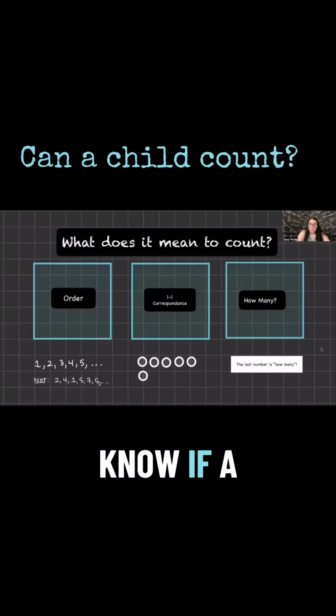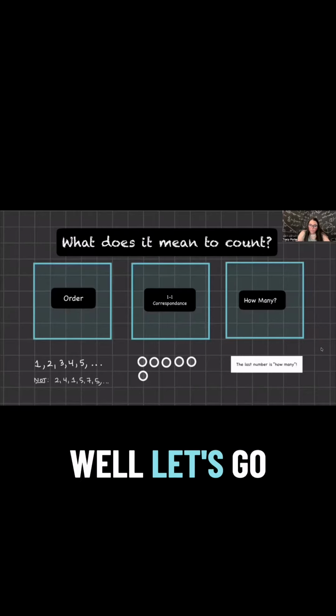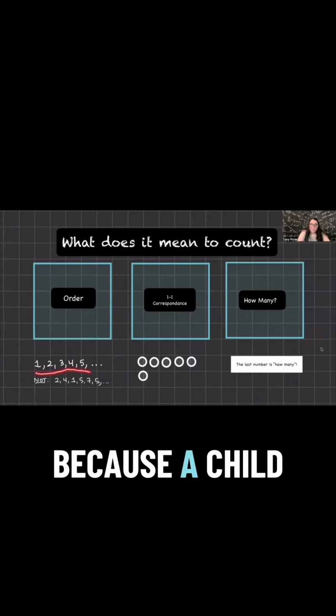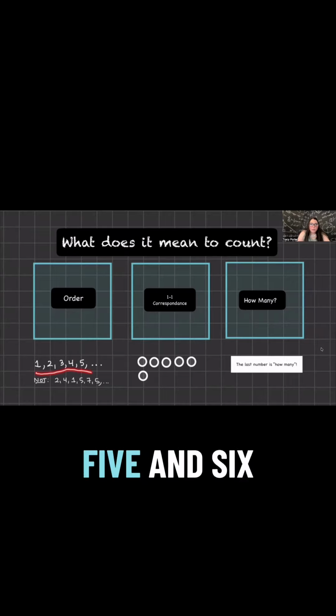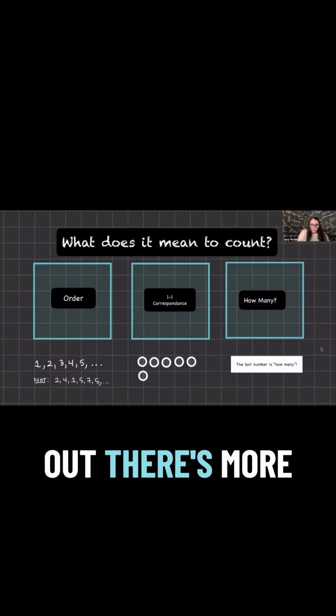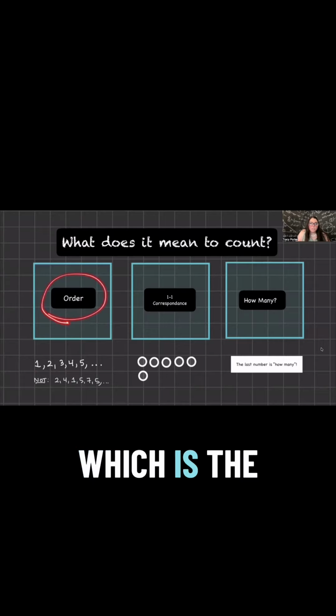How do you know if a child can count? Well, let's go over that, because a lot of times we think that just because a child says 1, 2, 3, 4, 5, and 6, 7, 8, 9, whatever, they go all the way up to 20 or 100. We say, oh, my child can count to 20, or my child can count to 100, and so forth. But it turns out there's more than just this first element, which is the order.